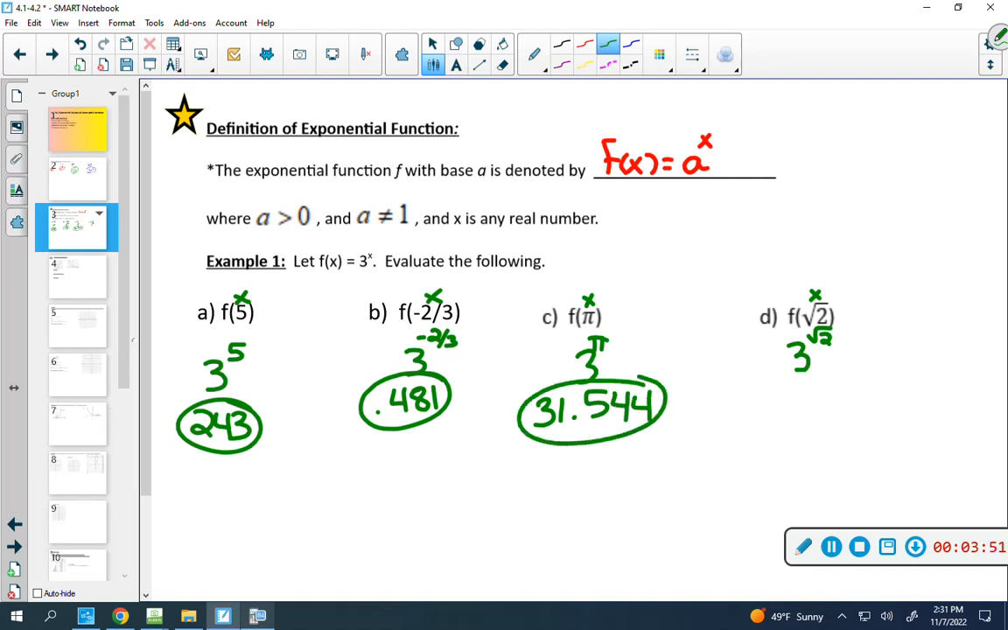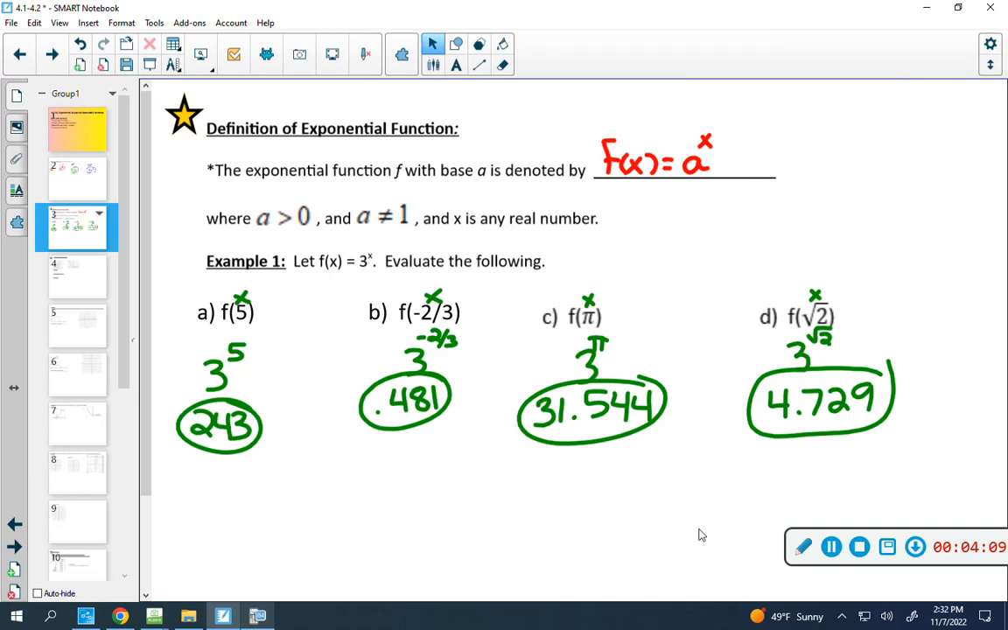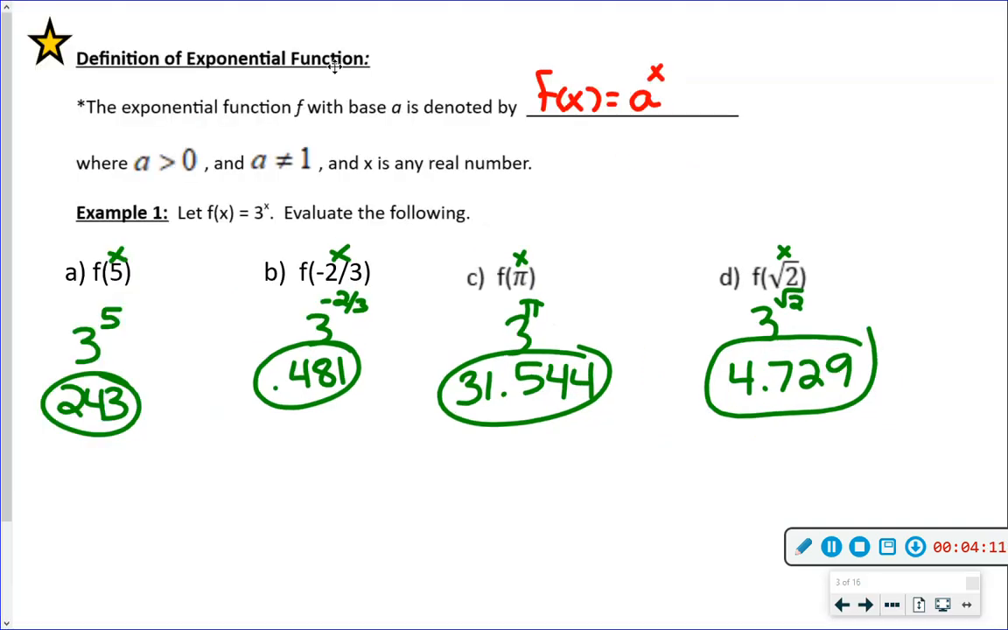What do you got for 3 to the square root of 2 power? I'm just going to round it. So any questions on typing those in the calculator? Clearly, I would not expect you to do any of these problems up here by hand. Okay, that would definitely be on a calculator part.